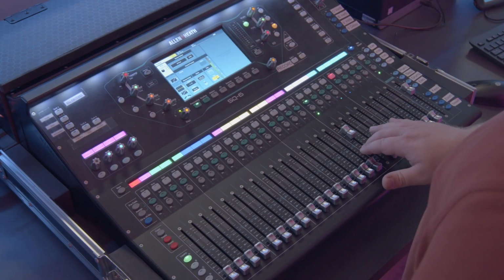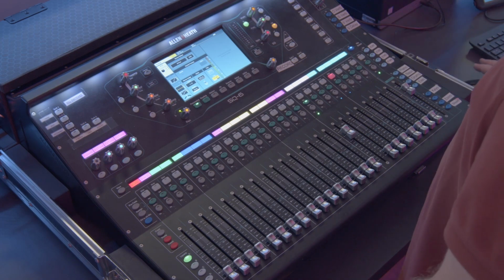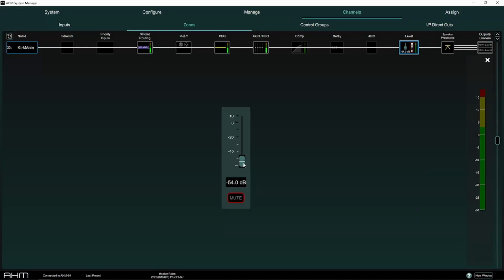So let's start there. We've got our trim set, so we're hitting about 0. We got our fader at 0. We got our main out at 0. It's being sent to our system processor, and I'm going to bring the volume of that up until I hit the volume in the room that I'm looking for. So we'll bring that up.